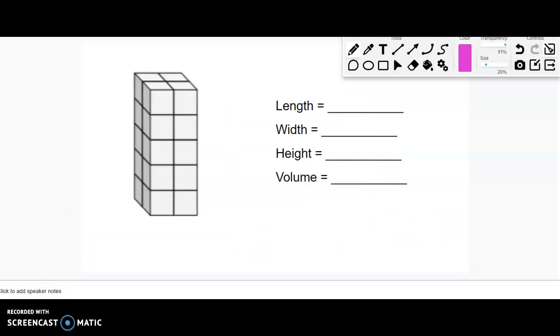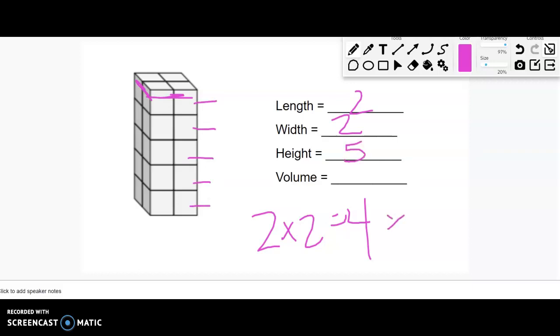We had to multiply. It's kind of like that. So I can say, okay, the length is 2 cubes. The width is also 2. So then 2 times 2 equals 4. The height is 1, 2, 3, 4, 5. There's 5 layers. So I'm taking that 4 times 5 to give me a volume of 20.